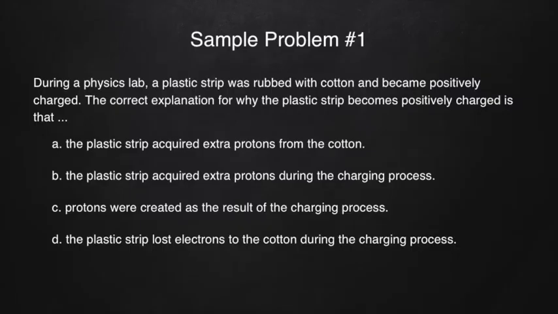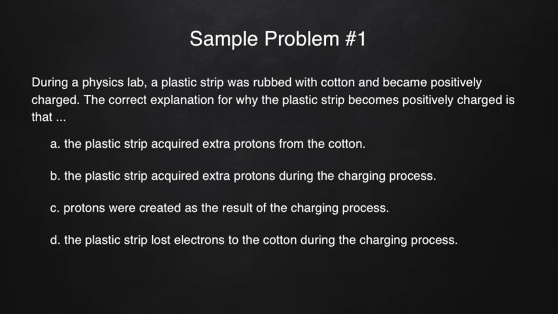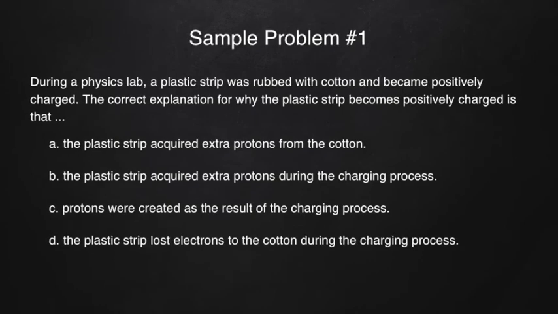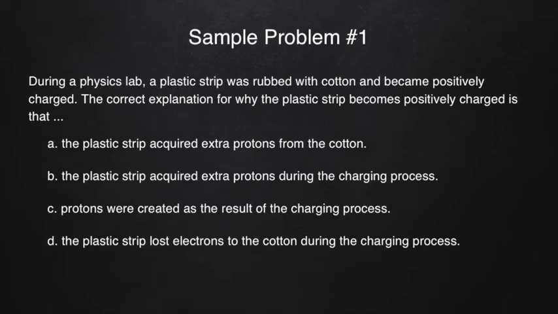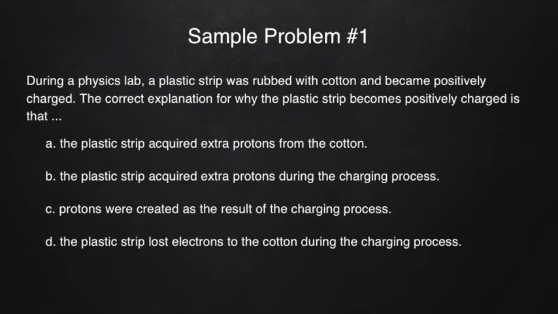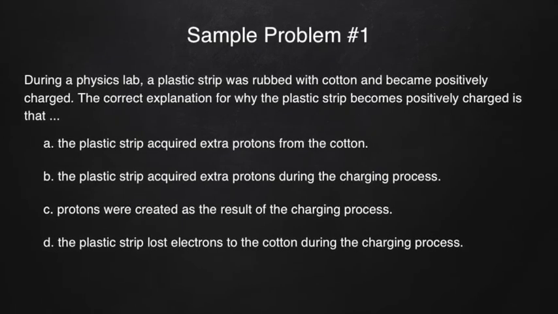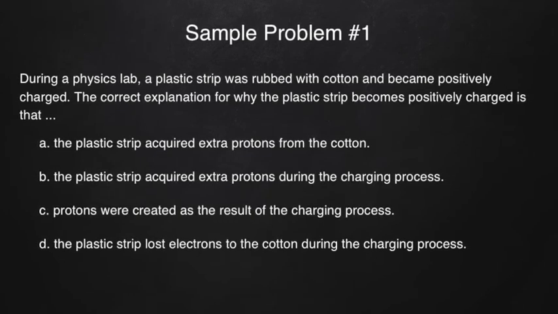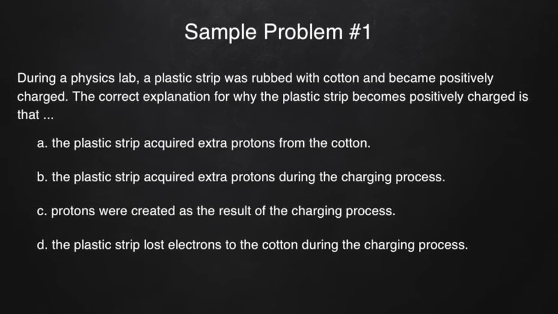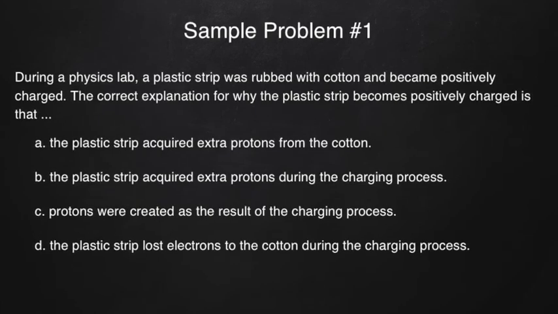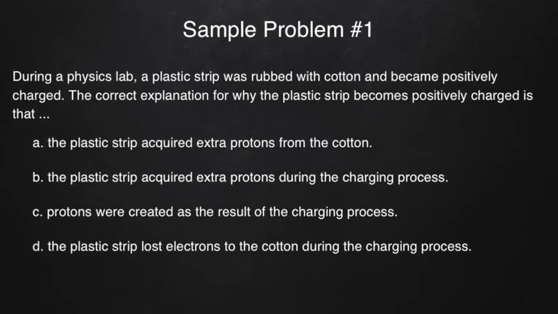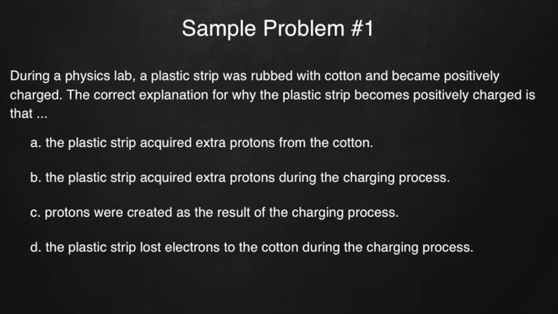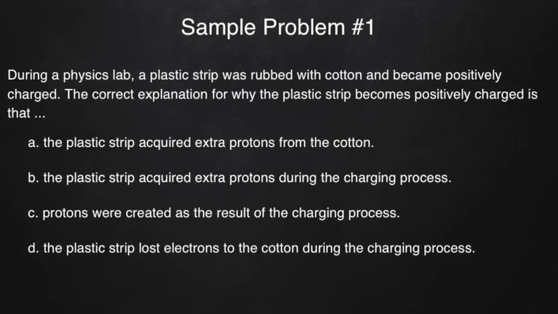This is sample 1. During a physics lab, a plastic strip was rubbed with a cotton and became positively charged. The correct explanation for why the plastic strip became positively charged is that A, the plastic strip acquired extra protons from the cotton; B, the plastic strip acquired extra protons during the charging process; C, the protons were created as the result of the charging process; and D, the plastic strip lost electrons to the cotton during the charging process.